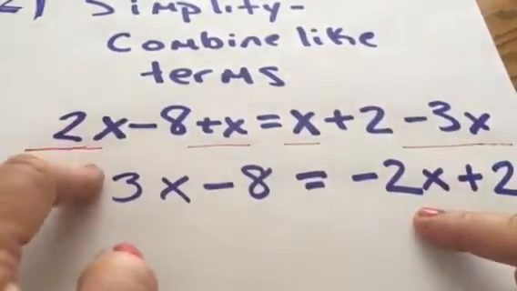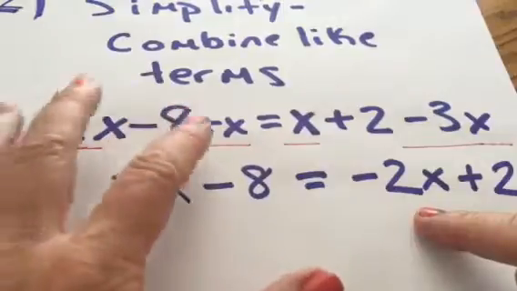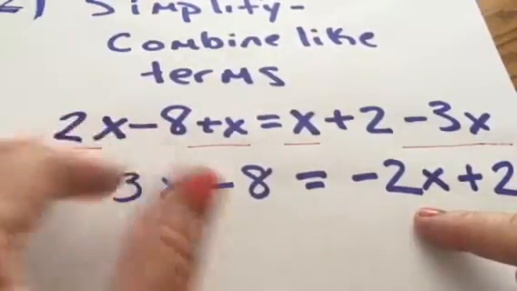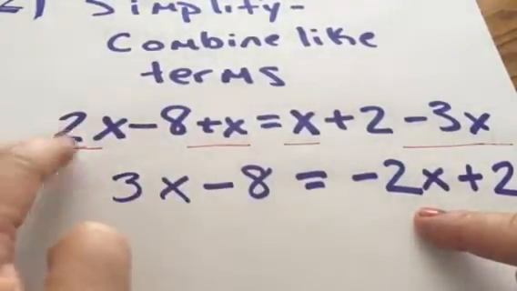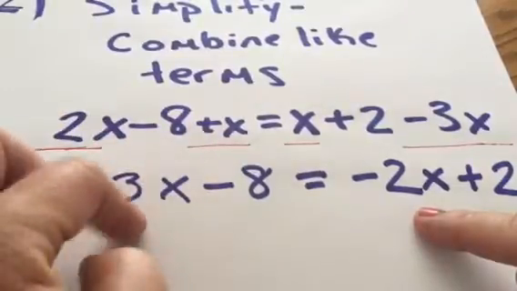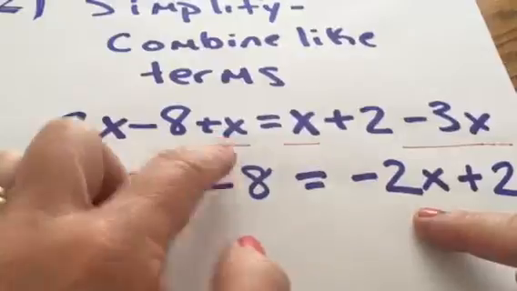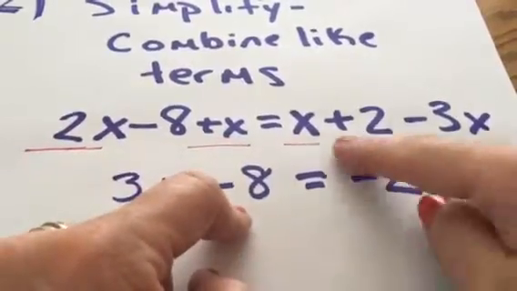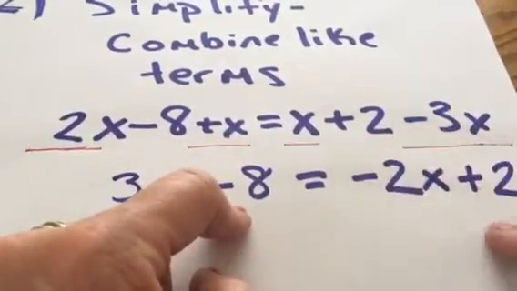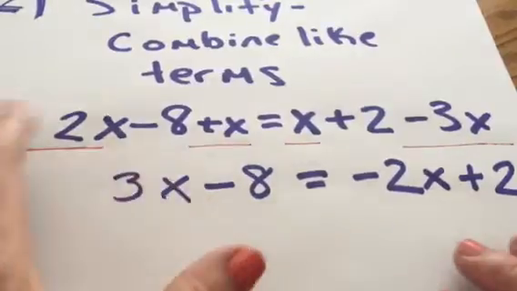I didn't write anything below the line because I'm not changing what's on this side. I'm not introducing anything new to the problem. I'm just combining the things that are alike. Now the negative 8 or the minus 8, there's nothing like it on the left, so I bring it down. The positive 2 on the right, there's nothing like it, so I just bring it down.